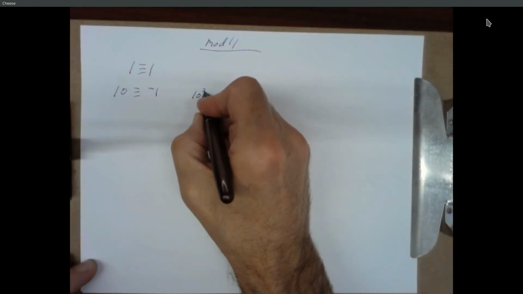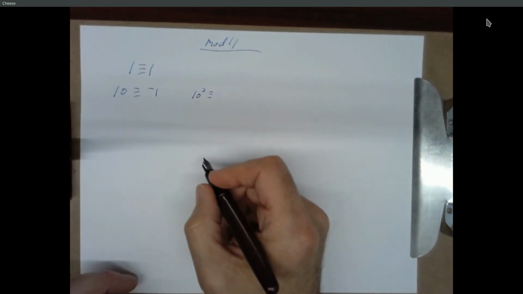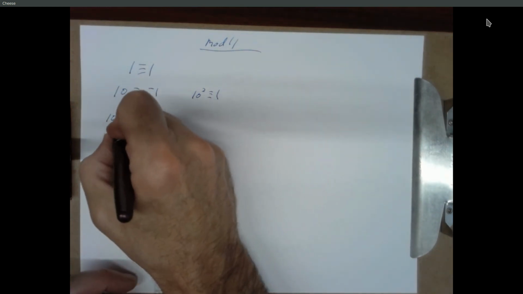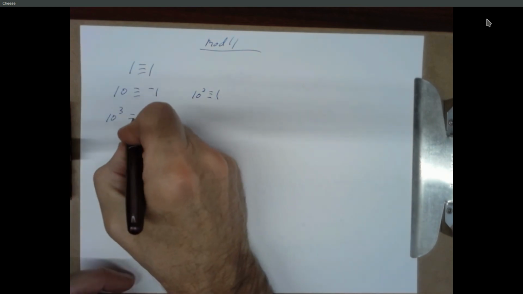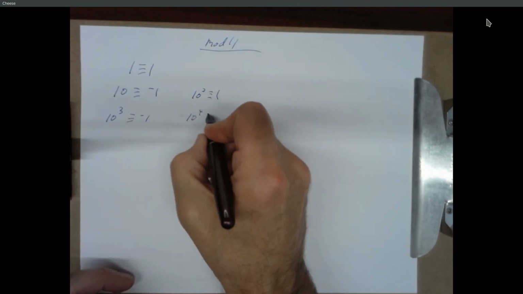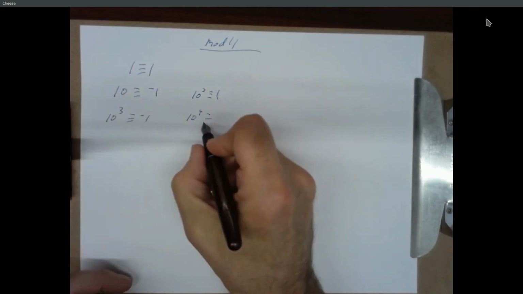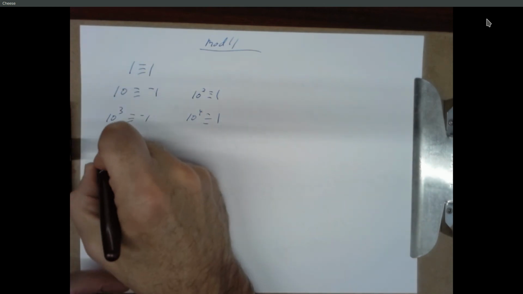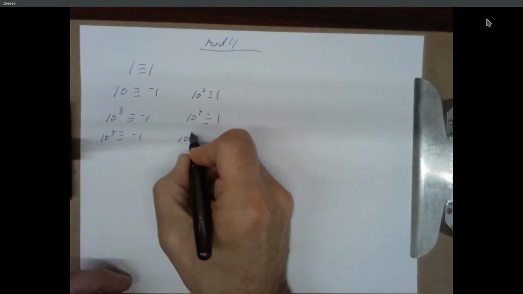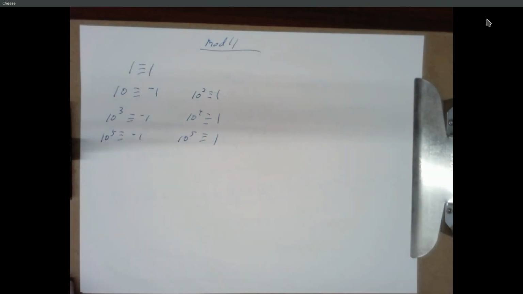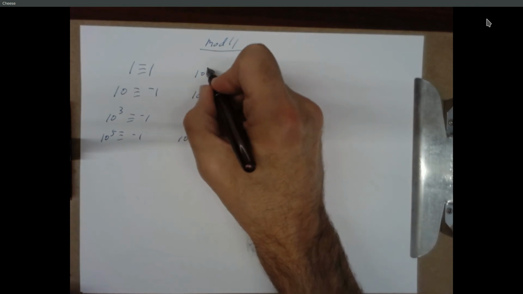If we think of 10 as congruent to minus 1, 10 squared is minus 1 times minus 1, that's just 1. 10 cubed is 10 squared times 10, that's minus 1. 10 to the 4th is 10 cubed times 10, that's minus 1 times minus 1, which is 1. And 10 to the 0, just to complete the chart, is just 1. So powers of 10 alternate between plus and minus 1, modulo 11.